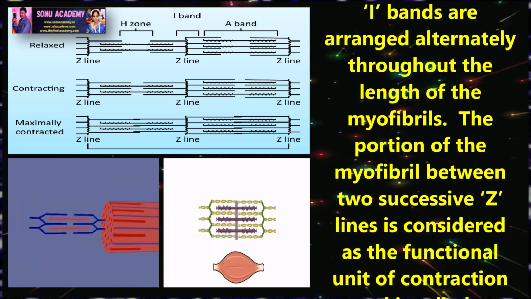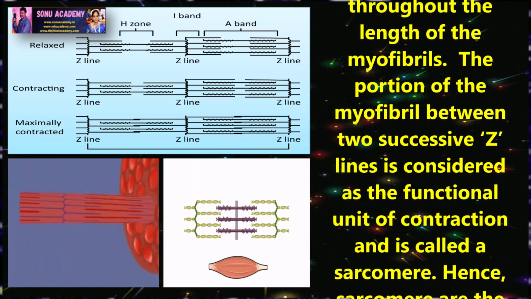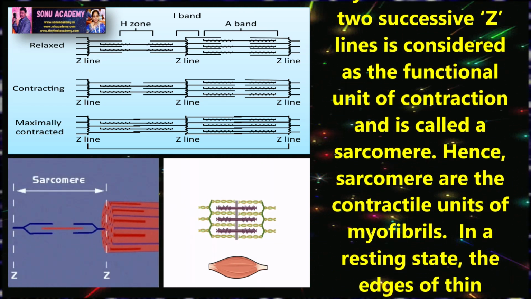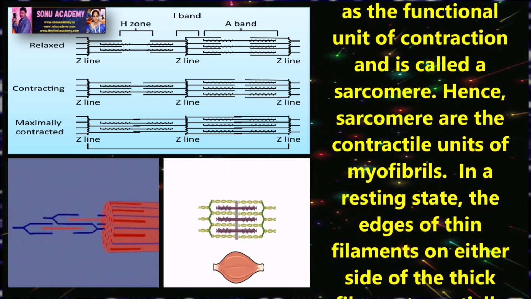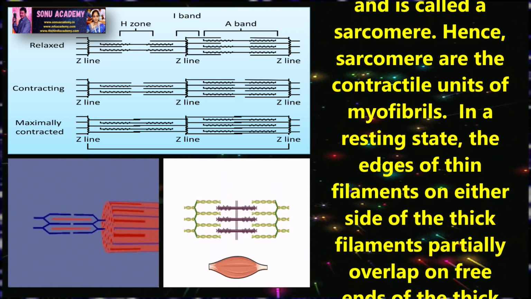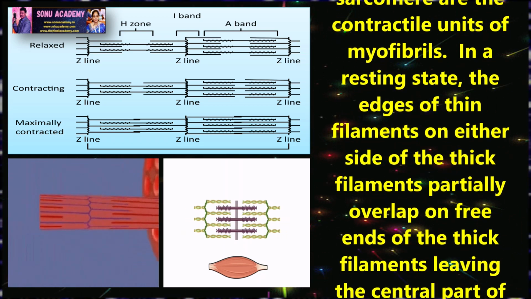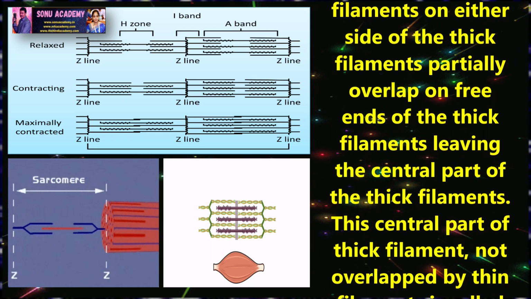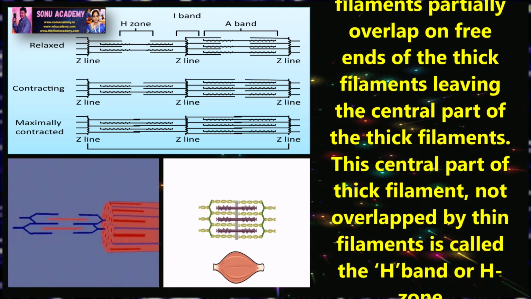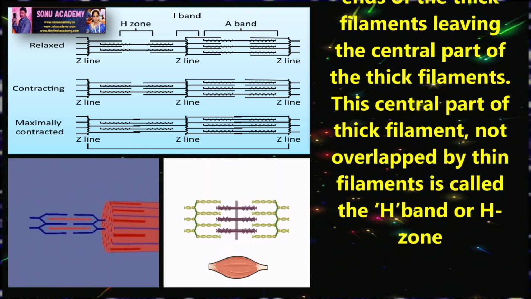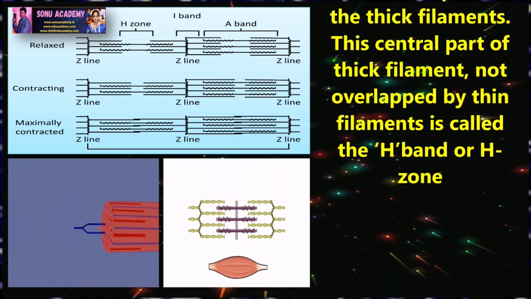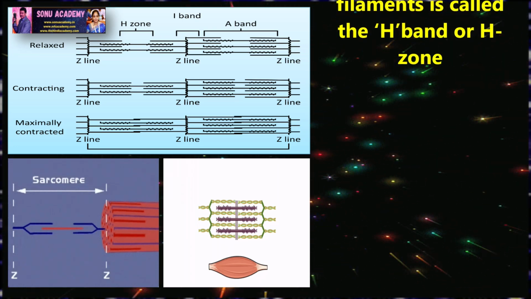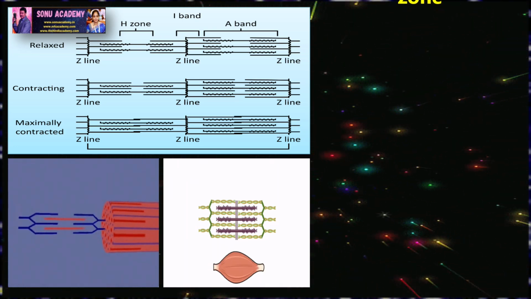The portion of the myofibril between two successive Z lines is considered the functional unit of contraction, and it is called a sarcomere. Hence, sarcomeres are the contractile units of myofibrils. In a resting state, the edges of the thin filaments on either side of the thick filaments partially overlap the free ends of the thick filaments, leaving the central part of the thick filaments. This central part of the thick filament, not overlapped by thin filaments, is called the H zone.